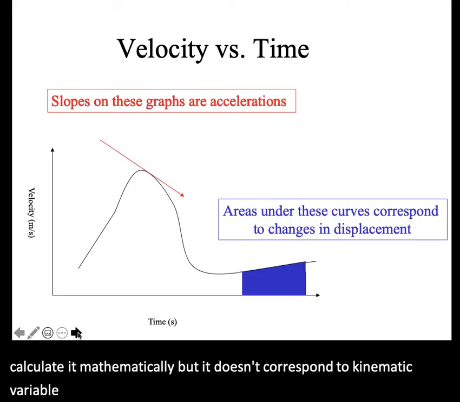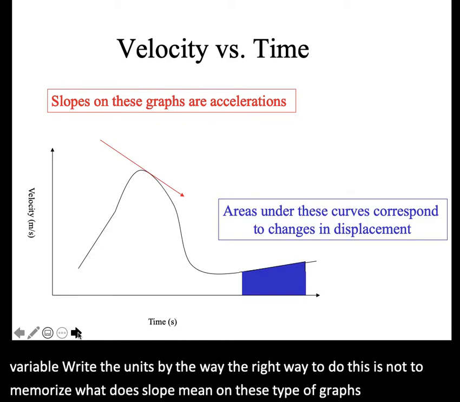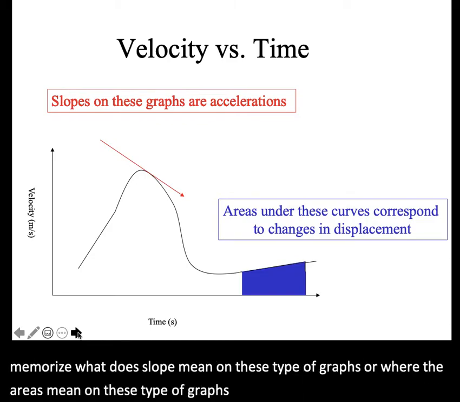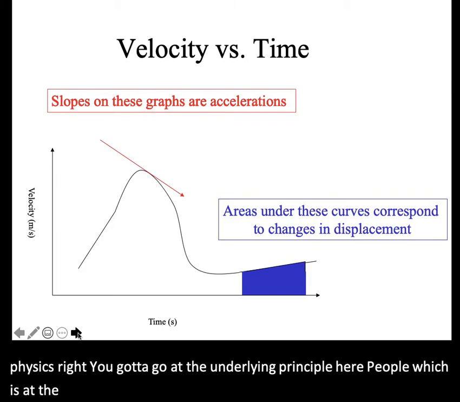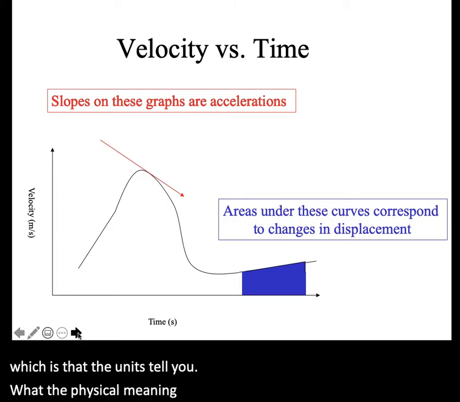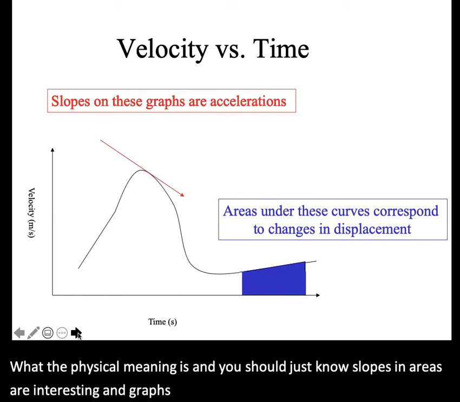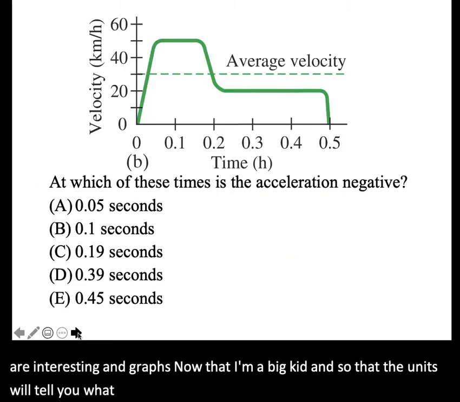The right way to do this is not to memorize what the slope means on these types of graphs, or what the areas mean on these types of graphs. That's the hard way to go through physics, right? You've got to go at the underlying principle here, people, which is that the units tell you what the physical meaning is. And you should just know, oh, slopes and areas are interesting in graphs now that I'm a big kid. And so you know that the units will tell you what the slope and the area means.